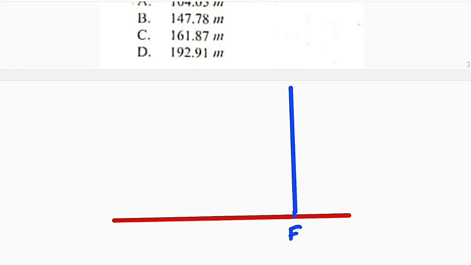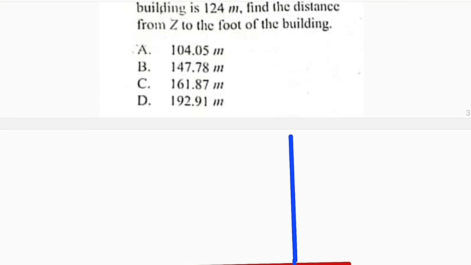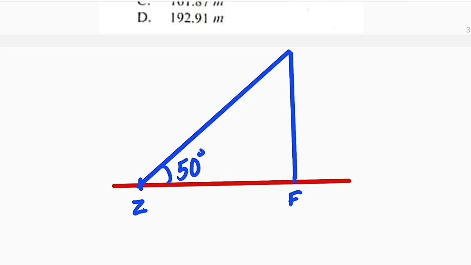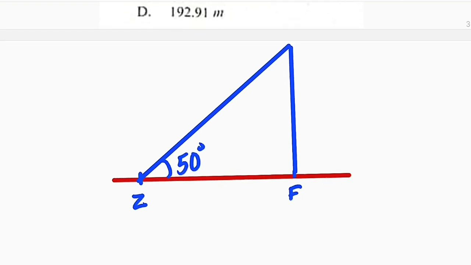Let's call this F, that is the foot of the building, and we have a point Z, and the angle to the top of this building is 50 degrees, and the length of this vertical building is 124 meters. Remember, this is a right-angled triangle, so we are looking for the distance from Z to this point. Let me call it X.